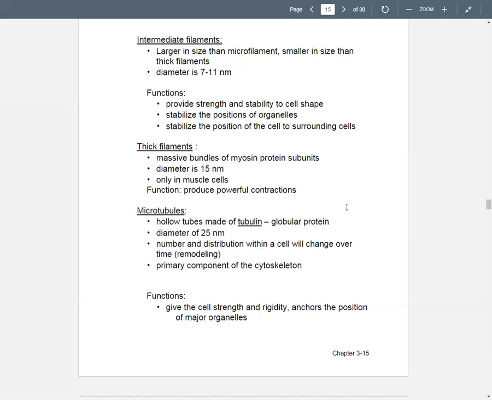All right, so thick filaments, again, these are the larger parts of the cytoskeleton, massive bundles of myosin. You only see these in the muscle cells. And why do you need these? You need these for muscle contractions.